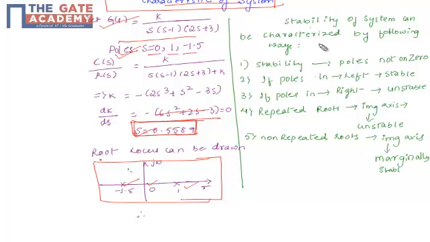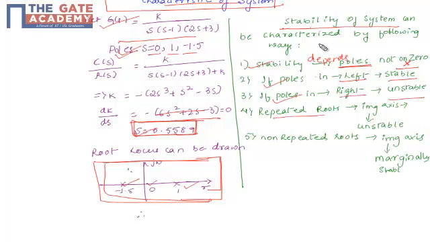In order to determine if the system is stable or not, we have to understand the stability factor. Stability of the system can be characterized by the following ways. Stability depends only on the poles, not on the zeros. If the pole is in the left half of the plane, then the system is stable. And if the pole is in the right half of the plane, then the system is unstable.